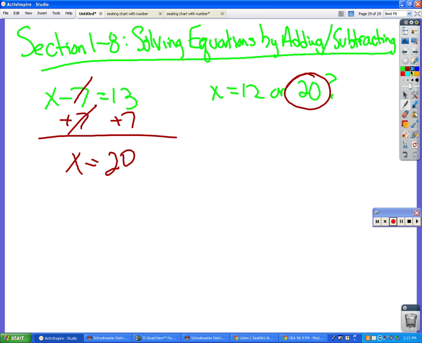Okay, you're right. But what he's talking about is that you could do a guess and check. You could just put 12 in there. 12 minus 7 is 5. And 5 does not equal 13, so that doesn't work. And then plug in 20. 20 minus 7 is 13. And so that would be another way to find the answer that you're looking for.